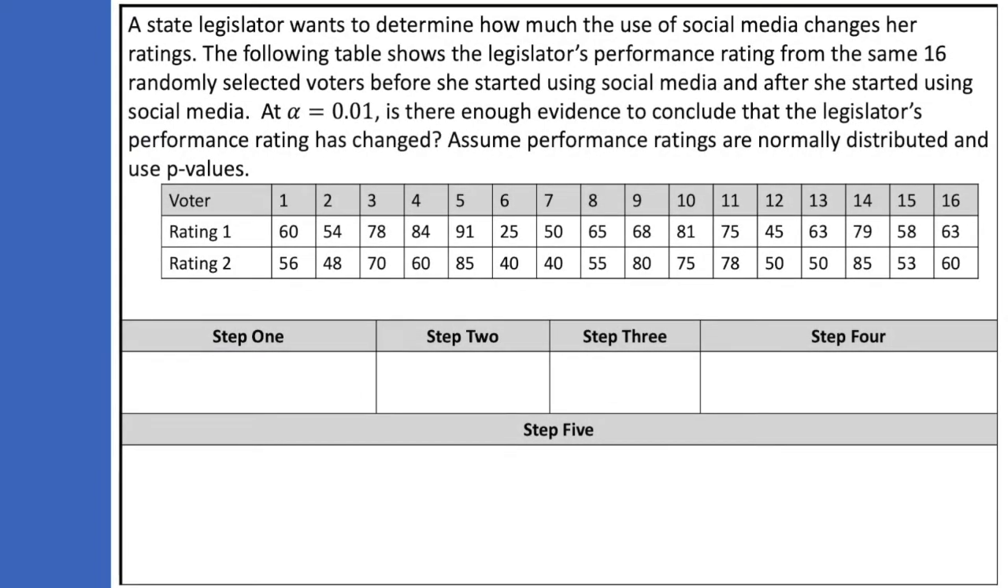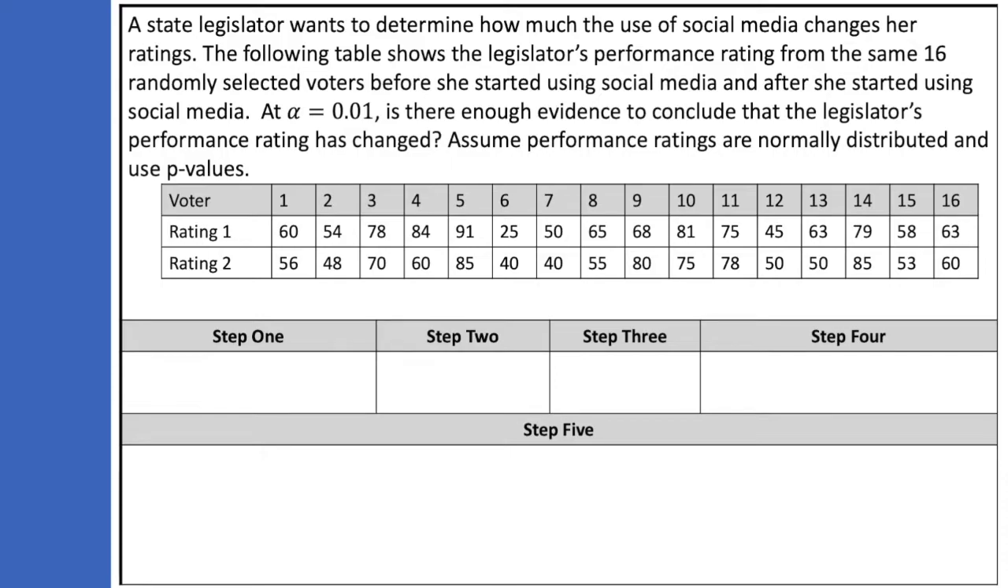So we'll dive right in. A state legislator wants to determine how much the use of social media changes her ratings. The following table shows the legislator's performance rating from the same 16 randomly selected voters before she started using social media and after she started using social media. At alpha equals 0.01, is there enough evidence to conclude that the legislator's performance rating has changed? Assume performance ratings are normally distributed, and we're going to use p-values.